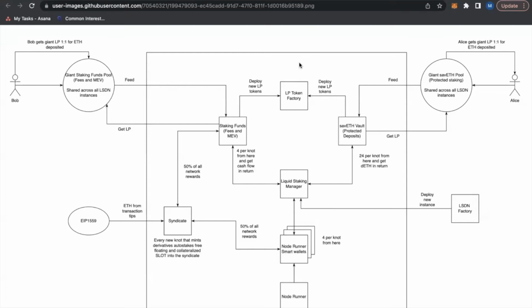Since I introduced the risk appetite here, let's move into how this risk appetite works in the LSD. In a single LSD network, represented by this big square box, we have 3 types of pools. One being the fees and MEV pool, the other being protected deposits, and the third being the node runner. So first, let's discuss the protected deposits pool. Well, these are split up.